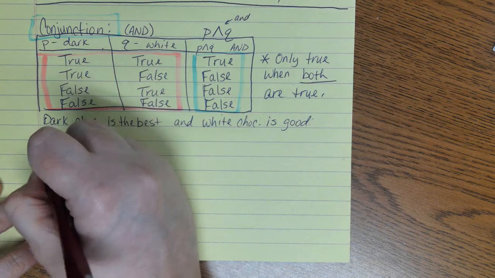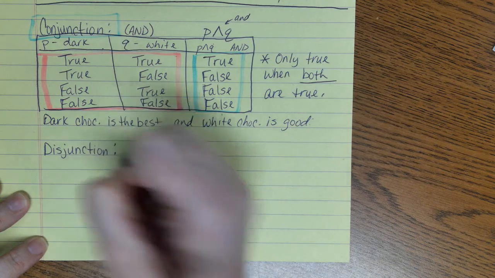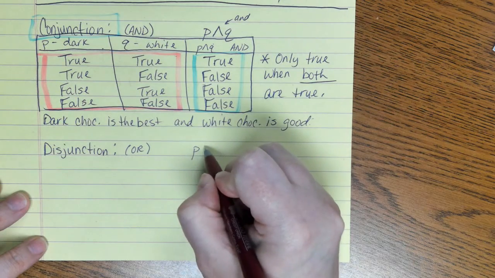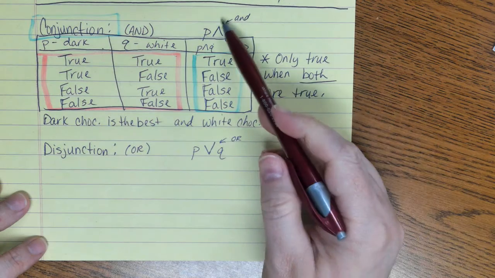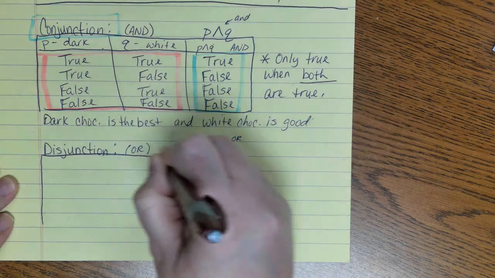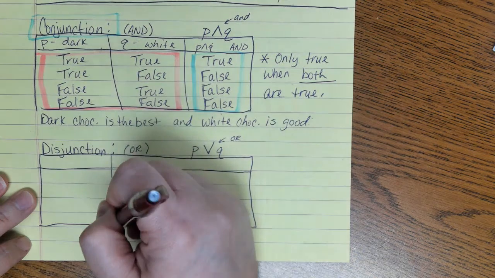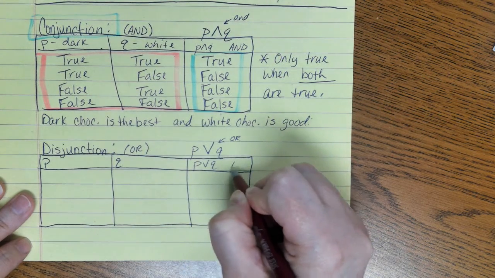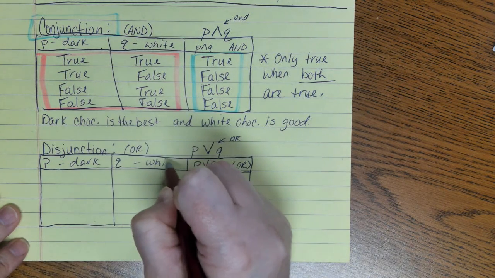Alright, and our very last one, again, new vocabulary word, but it's not going to be something you don't know. A disjunction is just a statement that uses the word or. Okay? And the symbols for that, P or Q, this is the symbol for or. It's like a V. It's the same thing as this one, but they're just flipped. So we have our 5 lines. Three columns. P, Q, P or Q. P was dark chocolate is the best. Q is white chocolate is good.